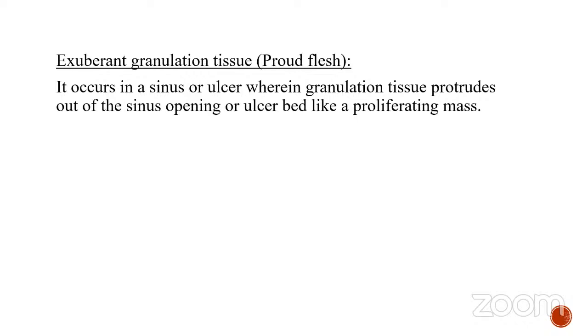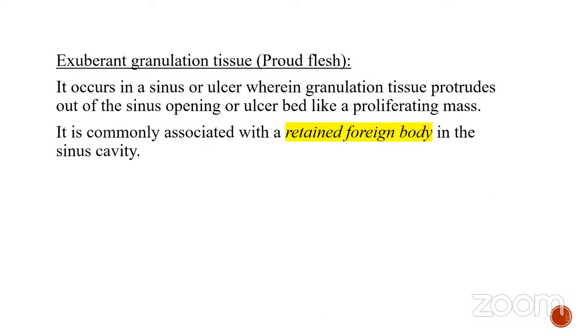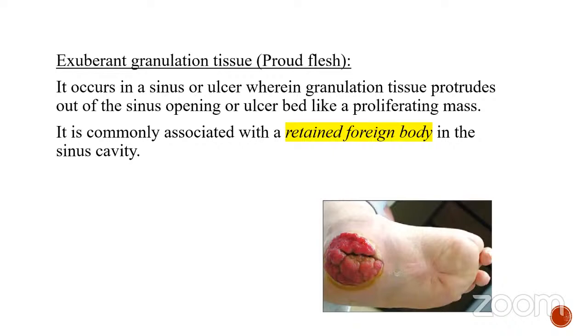If the granulation tissue is growing out of proportion and coming out of the ulcer, it's called proud flesh or exuberant granulation tissue. So the image here shows an exuberant granulation tissue. This usually happens when a foreign body is retained within the ulcer. If a foreign body is retained within the ulcer or the sinus cavity, it can lead to proud flesh.